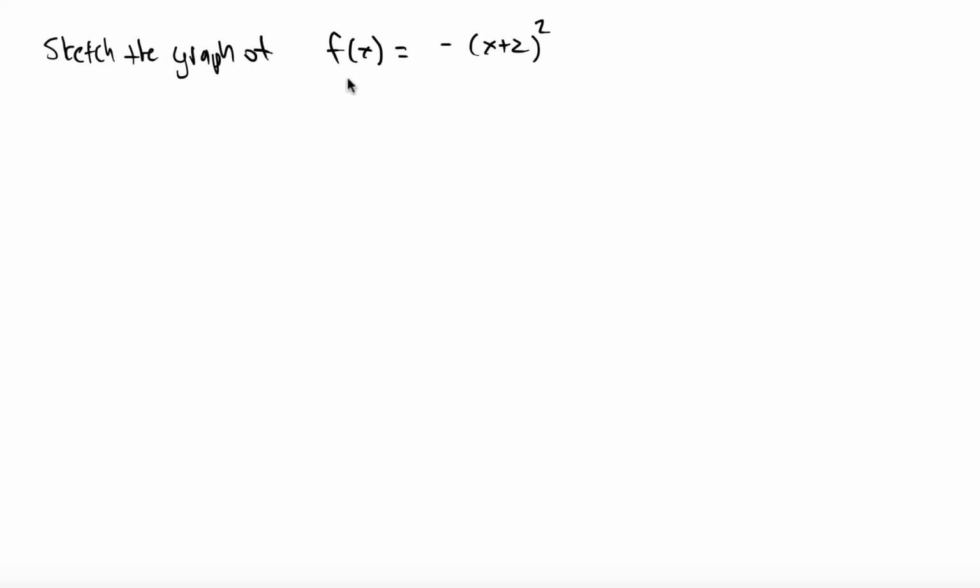Sketch the graph of f of x equals negative quantity x plus 2, squared. Okay, so first thing we want to do is compare this to the basic function. What basic function is this based on here? This is a quadratic function, so before we do anything, we should figure out that this is going to have a u-shape.